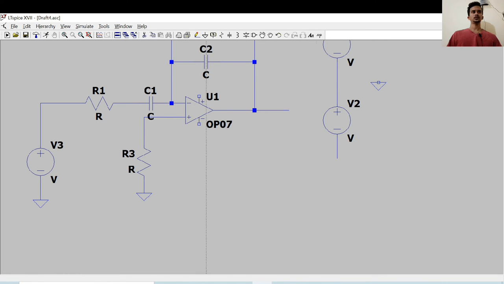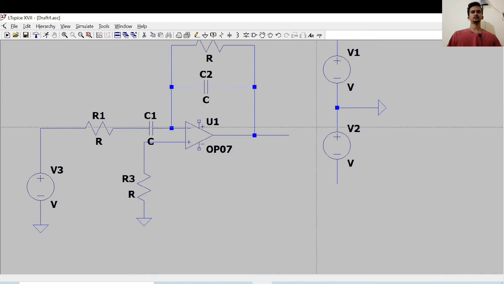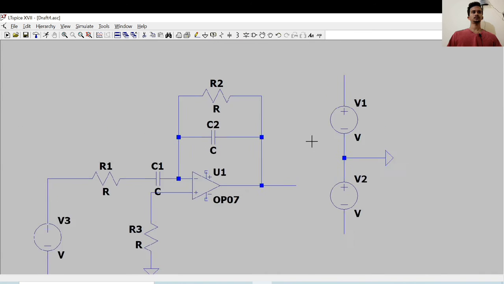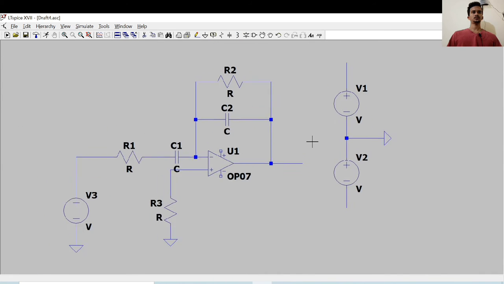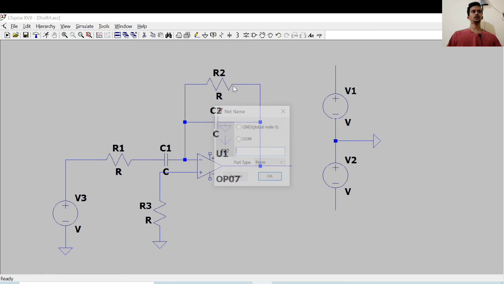Okay, and then this supply. Okay, then we'll put the labels. This is VCC. Okay, this will be my positive supply. We'll also give to this. Okay, now we'll go for negative supply.